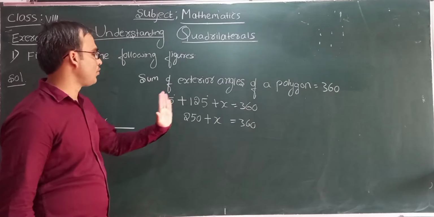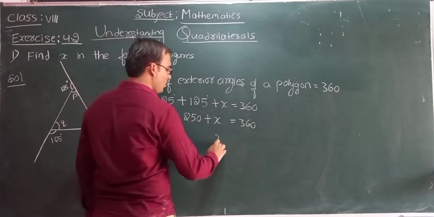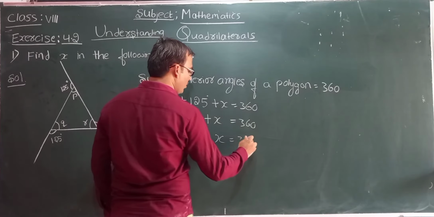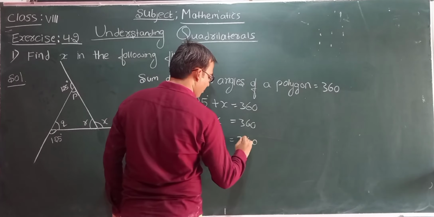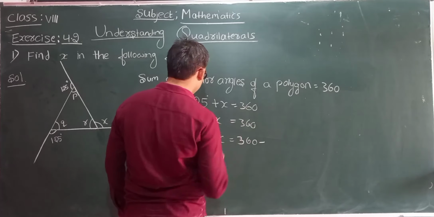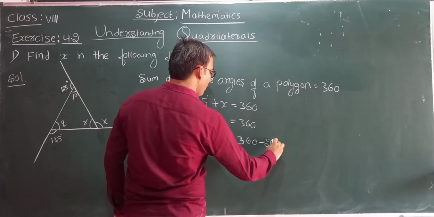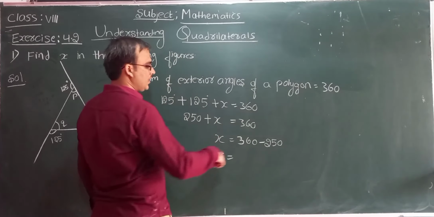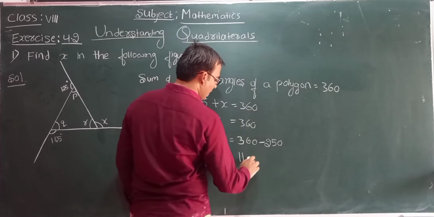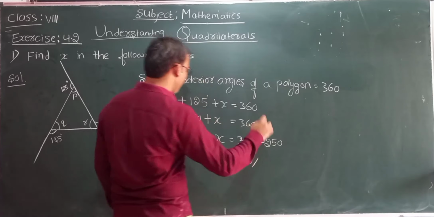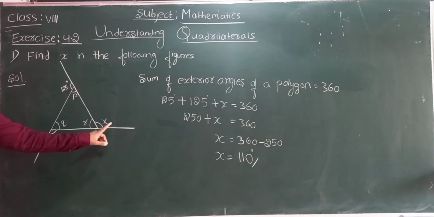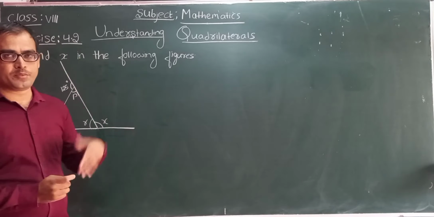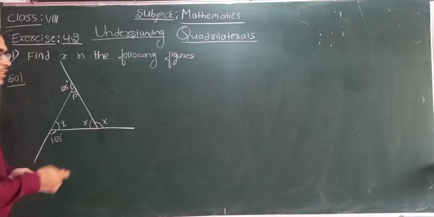Now transpose this 250 towards the right side. So we are getting x equals 360 minus 250. Then x equals 360 minus 250, which is 110 degrees. So here the value of x is 110 degrees. Students, now we'll solve the same problem with another method.